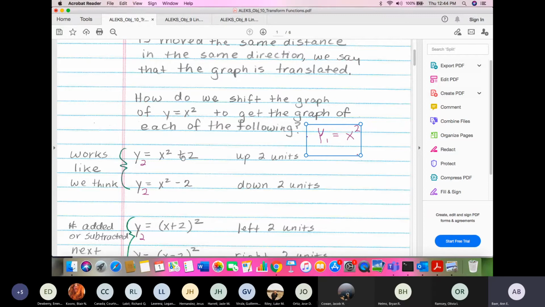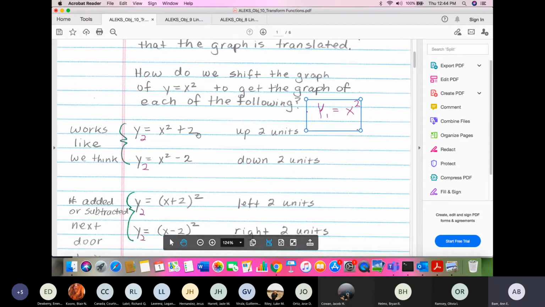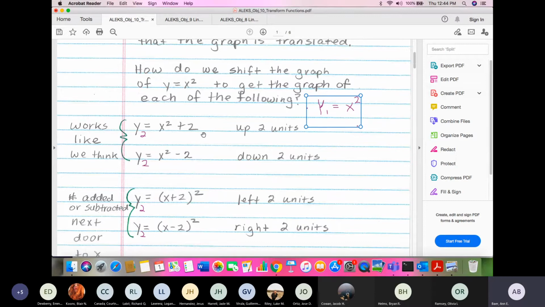If you're adding 2, you're moving the parent function graph up 2. If you're subtracting 2, you're moving the parent function graph down 2 units. This number could be anything. It could be 3, 5. If it were 100, you'd be taking the graph of the parent function and moving it up 100 units. So that's what you want to look at.